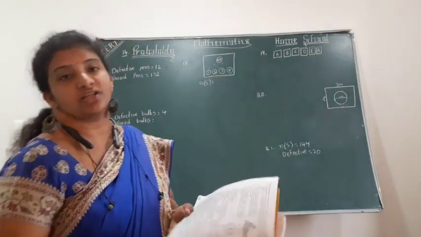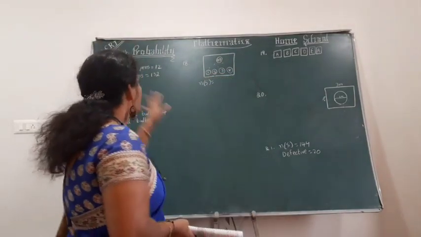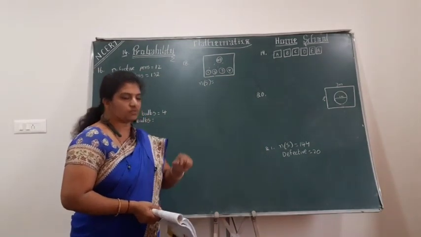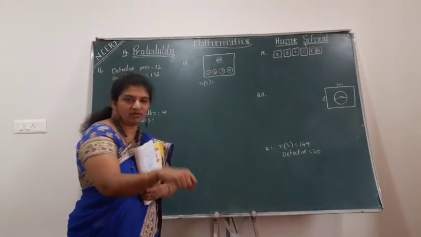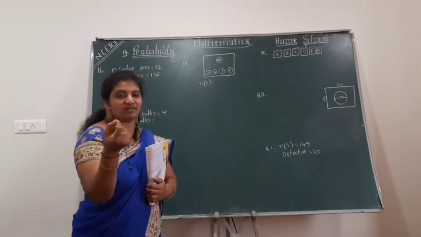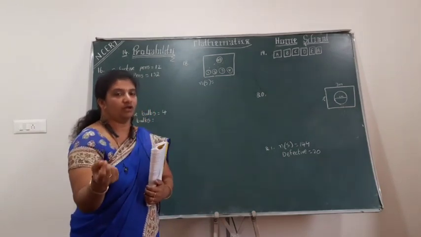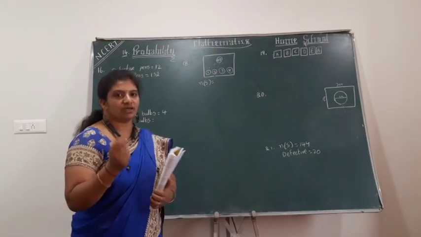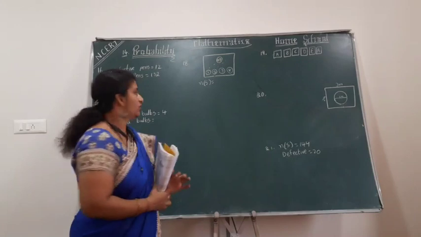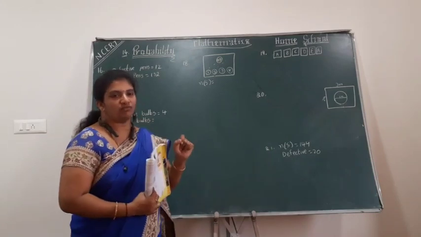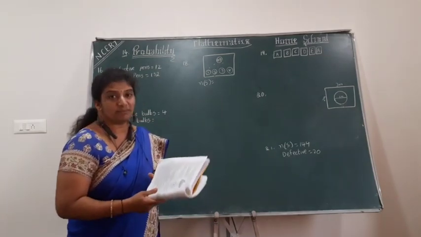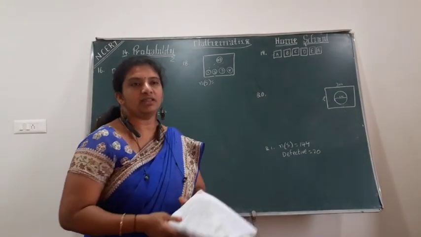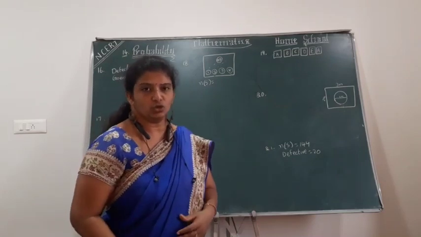So what is the question they are asking here? They have given us 12 defective pens and 132 good pens in a lot. Suppose you pick a pen from the lot, we can't say whether it is good or defective. How can we say it is good or defective? Until we write on a book, we can't say. So we are going to pick a pen from the lot. Our question is, what is the probability that the pen taken out is a good one?